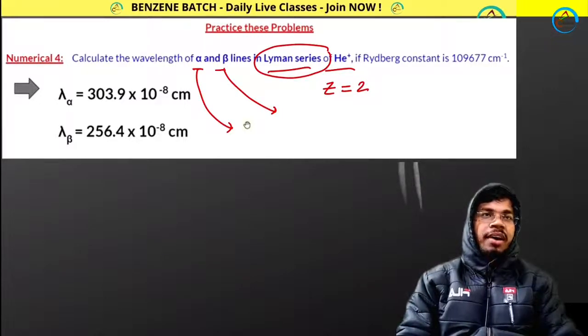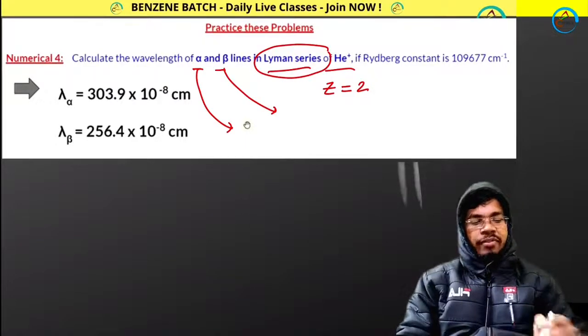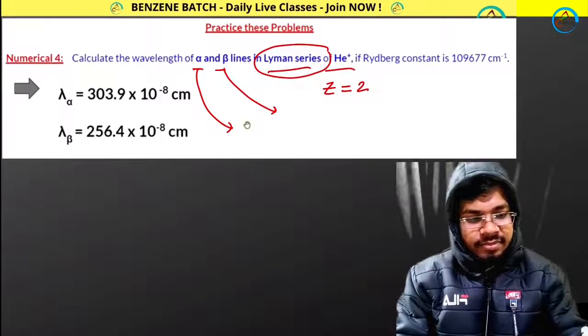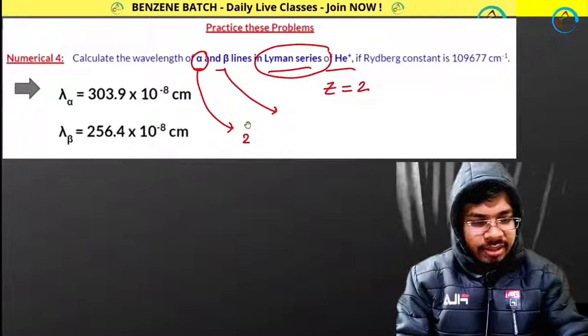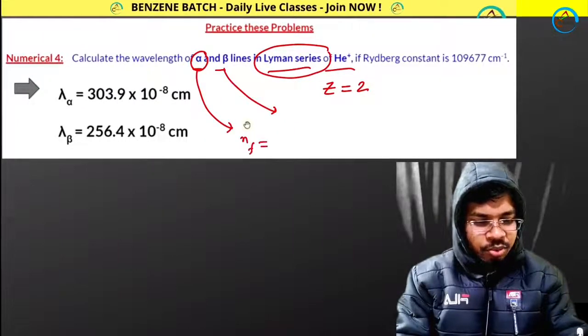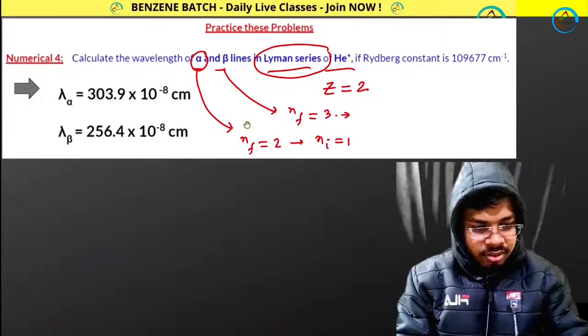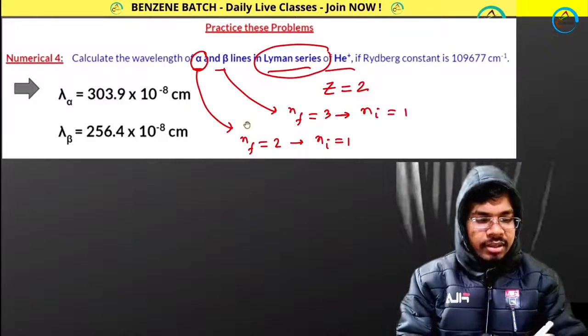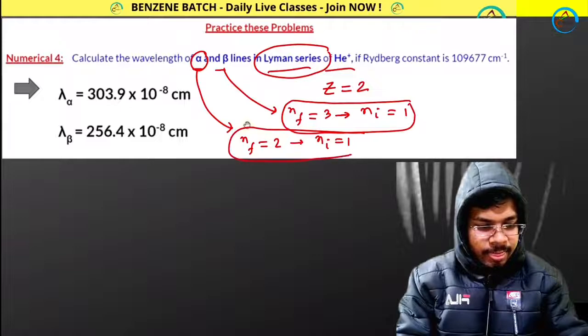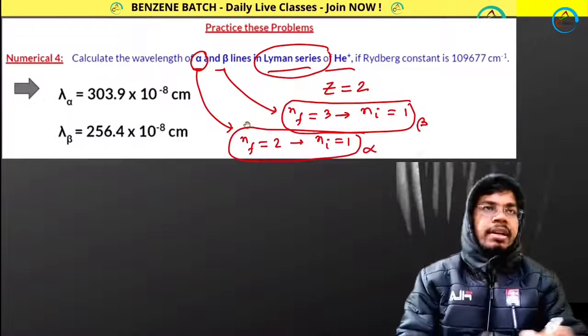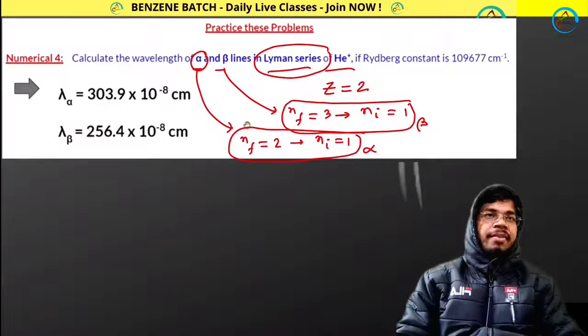So for alpha 2 to 1, for beta 3 to 1. Very good, Vikram. Alpha line, like 2 to 1. I mean, Nf will be 2, Ni equals 1. Nf equals 3, Ni equals 1. These are the transitions for alpha and beta line. Yes, Selvam, good job.